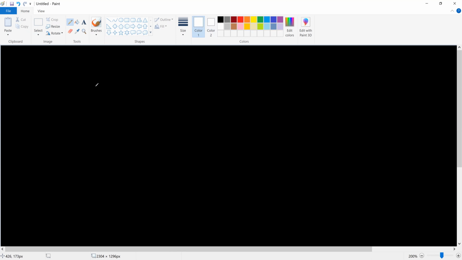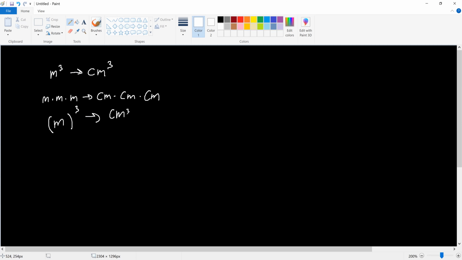So what we're going to do is take this and move these things over. There's been a lot of confusion about how to correspond meters cubed to centimeters cubed. This is actually a very simple calculation. There are three different ways you can think about this. You can think of it as a meter times a meter times a meter to get to a cm times cm times cm. Or better yet, you can think of it as meters cubed to centimeters cubed.